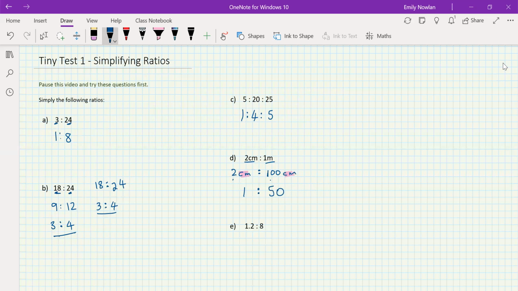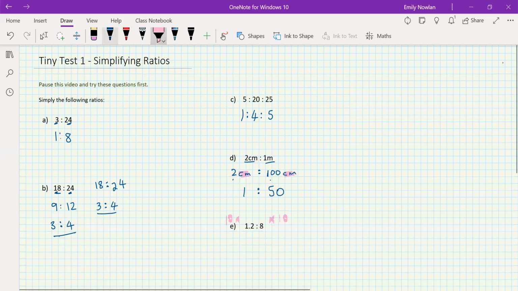Okay, then we have this one here where we've got 1.2 to 8. Now 1.2 is a decimal. We don't have decimals for ratios. Once we simplify, we need to turn them into whole numbers. So what number can I times 1.2 by and it'll turn into a whole number? Now there's lots of options here, but I'm going to use 10 because it has 1 decimal place. If there's 1 decimal place, if I times both sides by 10, I will get rid of that decimal place.